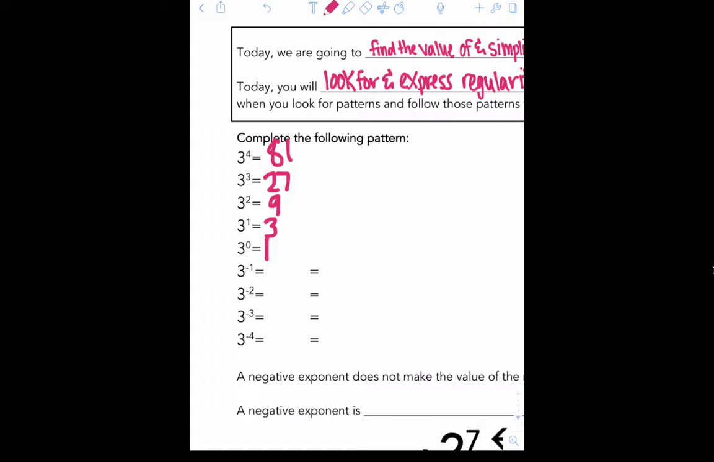So 1 divided by 3 is 1/3. 1/3 divided by 3 is 1/9. 1/9 divided by 3 is 1/27. And 1/27 divided by 3 is 1/81. Now, like we saw in class the past couple days, 3 to the 1st and 3 to the negative 1st are inverses. So 3 to the negative 1st is actually 1 over 3 to the 1st.